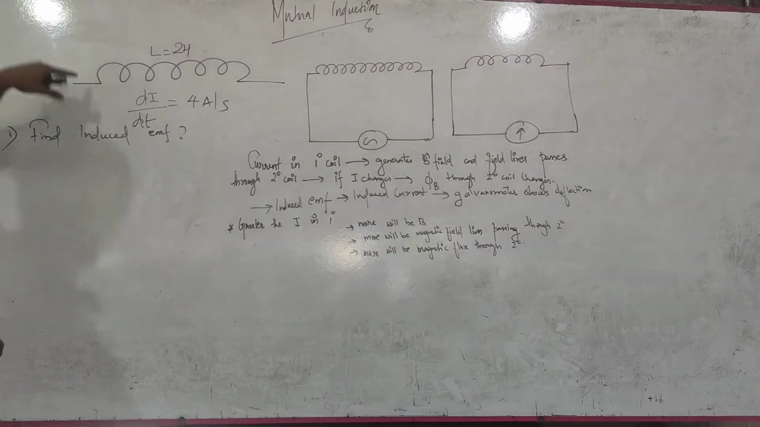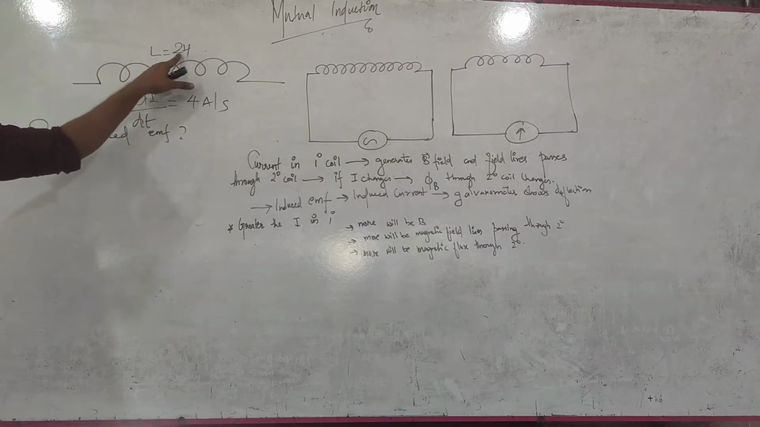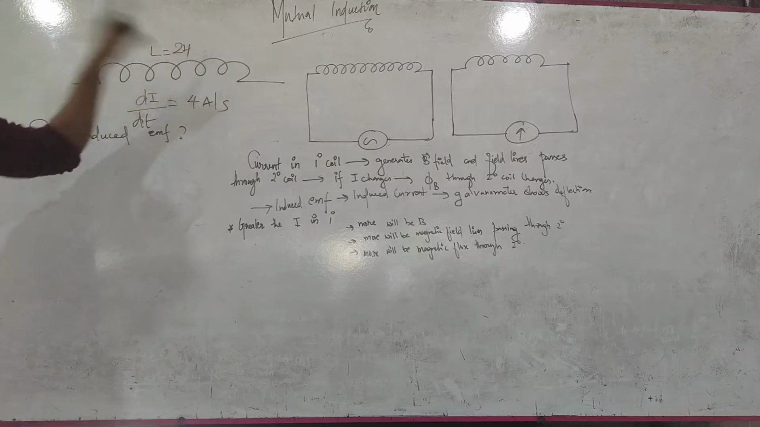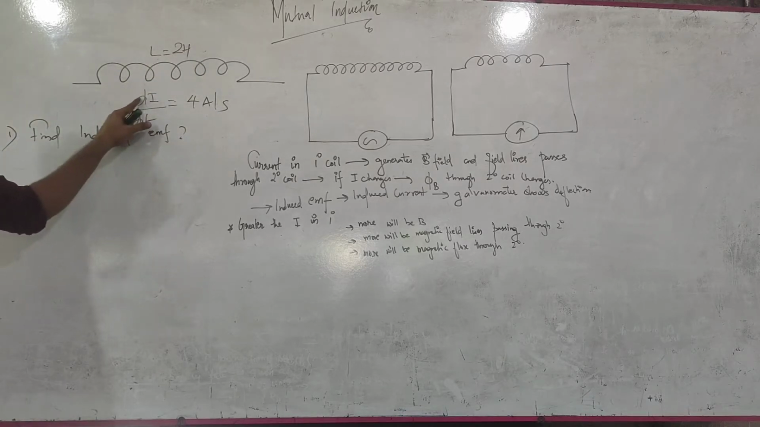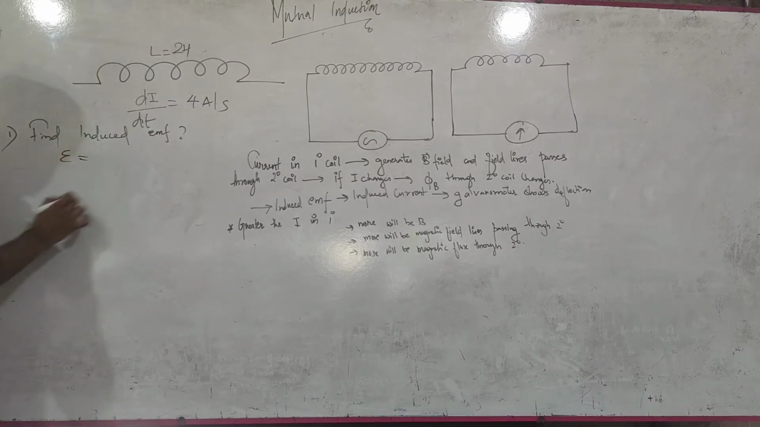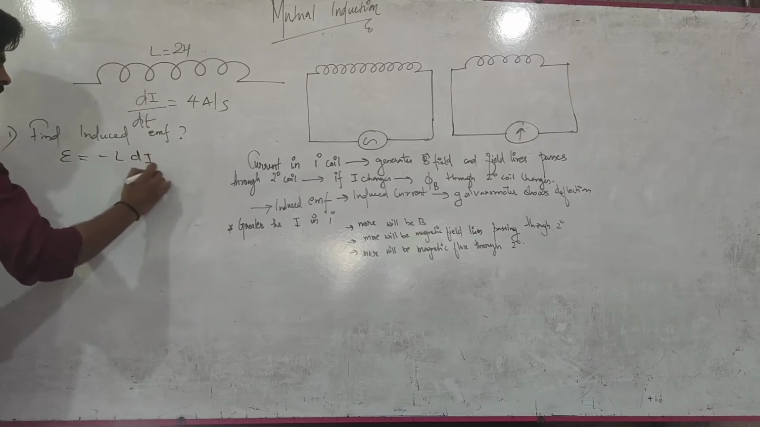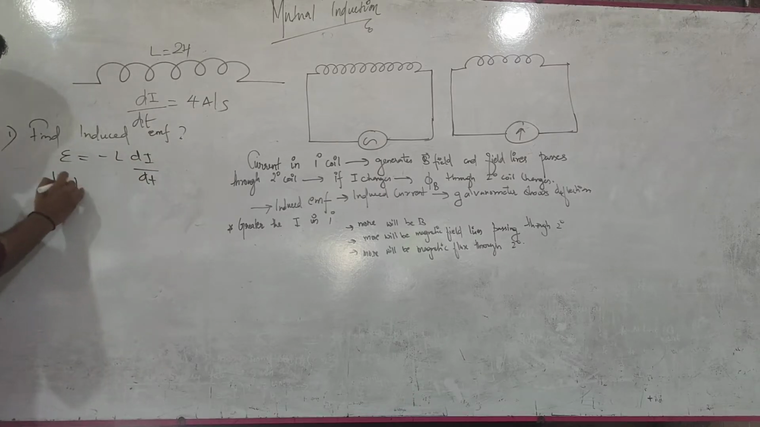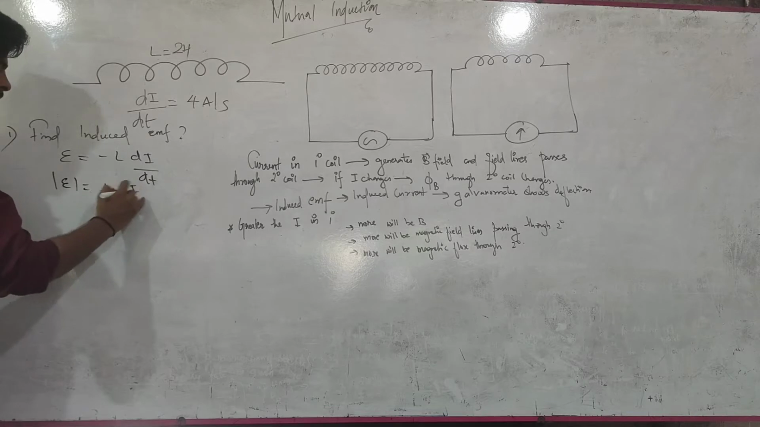So in this question, we have a coil whose self-inductance is 2 Henry, and the rate of change of current is 4 ampere per second. We have to find the induced EMF. So the induced EMF will be minus L di by dt. Since we have to find the magnitude of EMF, we will get L into di by dt.